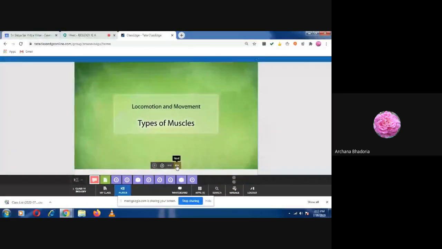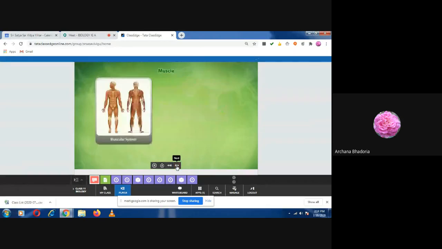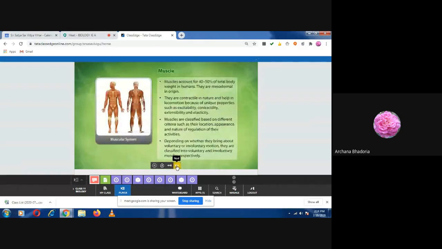So we will start with the muscular system that has been added to your syllabus. The whole of the human skeleton has been deleted. Okay, so we will start with the muscular system. Now try to note down that muscles account for 40 to 50% of the total body weight.